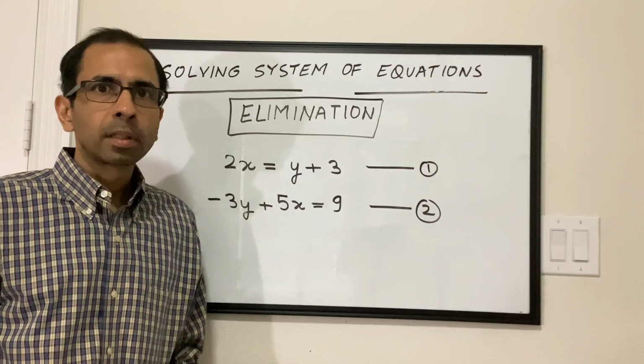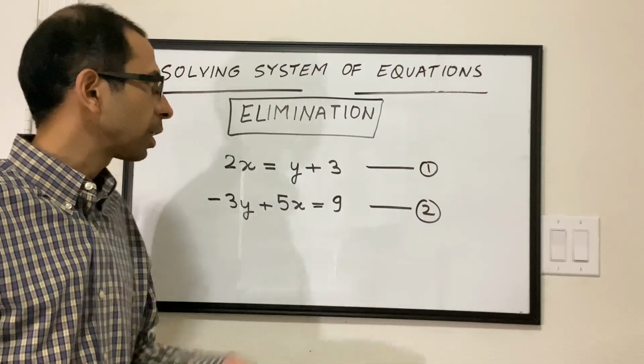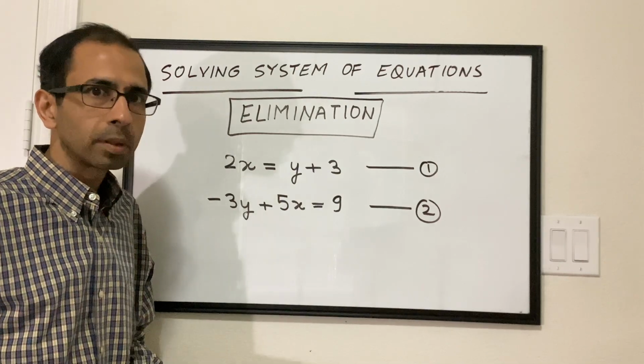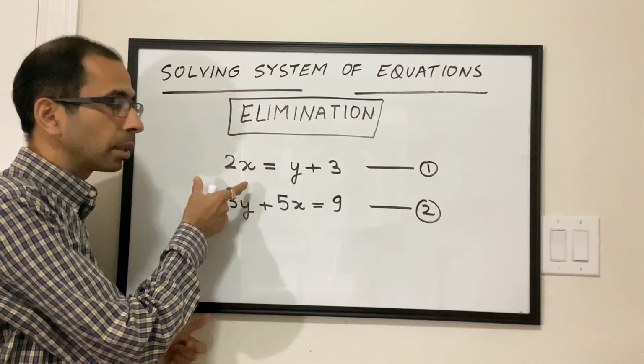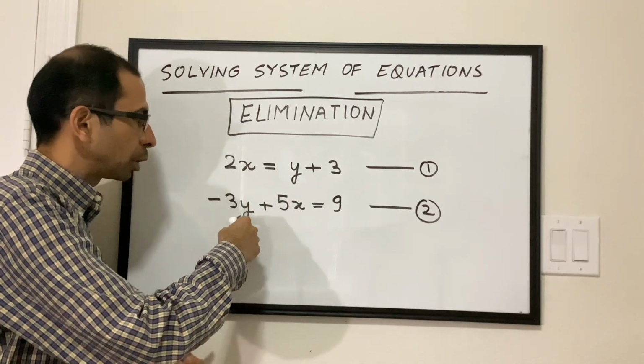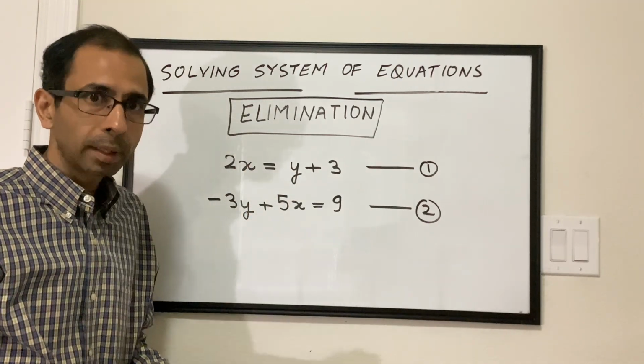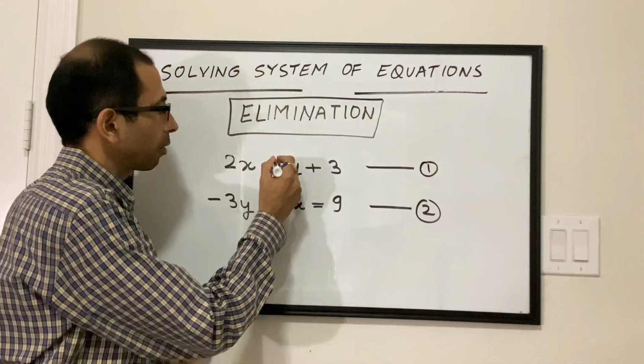Let's look at the other method, elimination, now. If we take the example of the previous equations, it was very easy for us to move 3 to the left side, write y in terms of x, and then substitute the value of y in the second equation. But let's say instead of y, we have 5y.